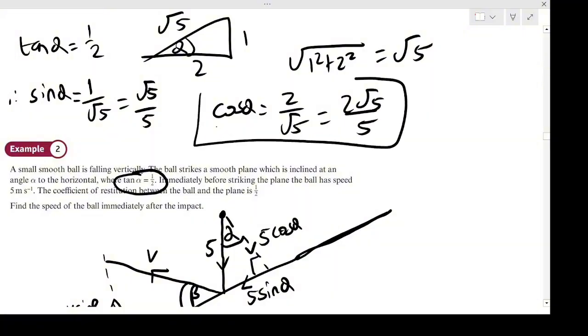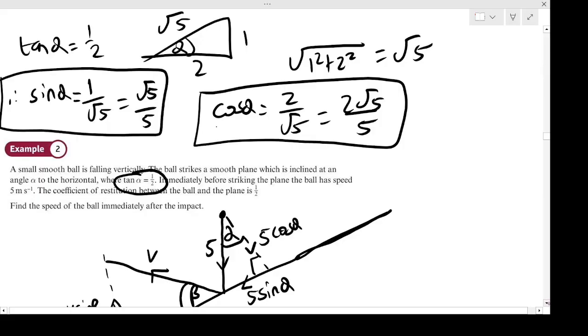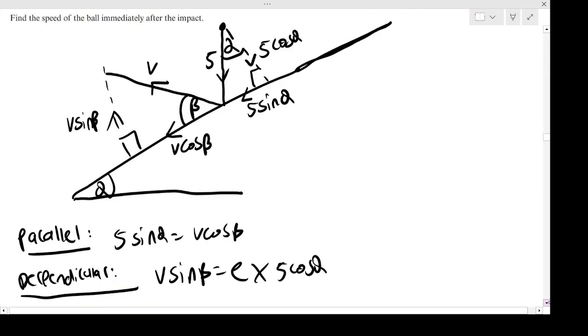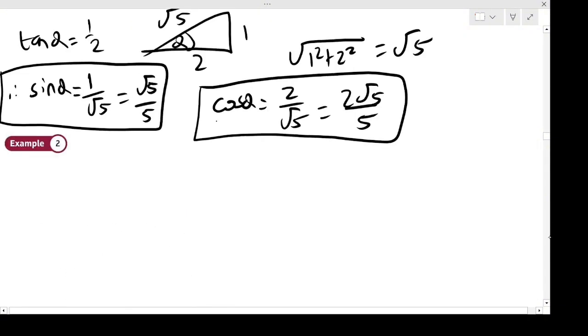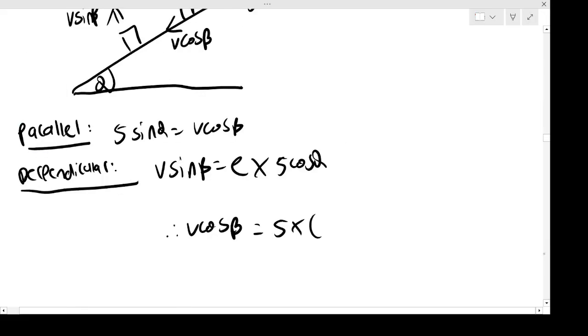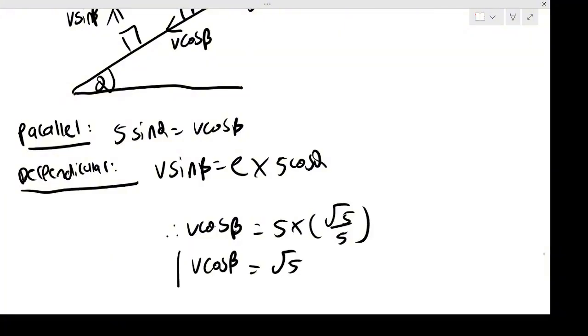Okay. So hopefully happy with that. So I'm just obtaining my expression for sine and cos there. So therefore, if v cos beta is 5 sine alpha, it's going to be 5 lots of root 5 over 5, right? And so that will simplify to root 5, okay? And that's my first equation.